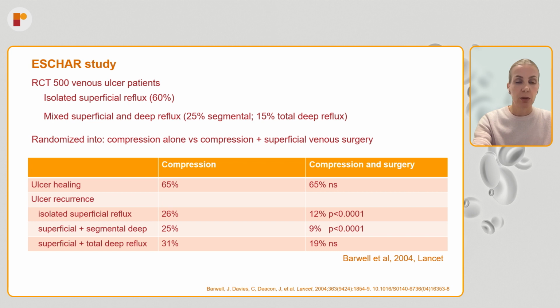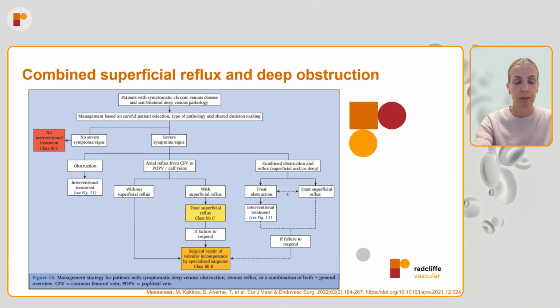The SCAR study also showed, that's a very big RCT of over 500 venous ulcer patients. They were randomized into compression alone versus compression and superficial venous surgery. And here it was found that even though in 25% there was a mixed superficial and deep reflux, if you treat the superficial system together with compression therapy, that had a significant good effect on ulcer recurrence, to prevent ulcer recurrence, of course.